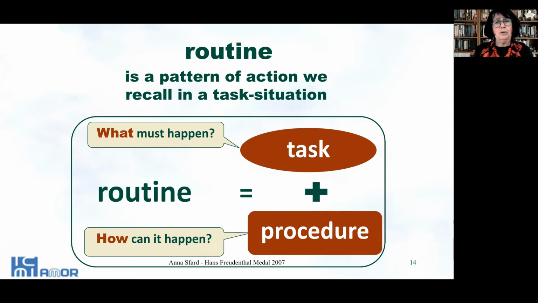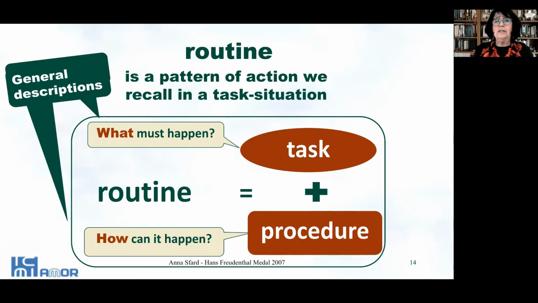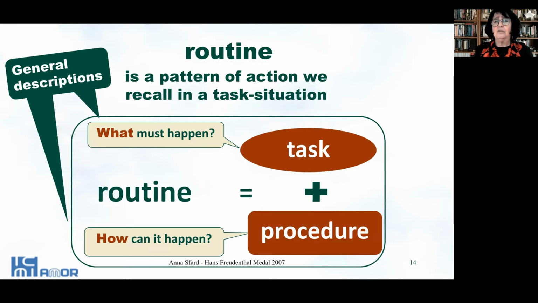It is thus important to remember that both the task and the procedure are general descriptions that can be used in a range of situations, just like a computer algorithm may be used with a range of inputs. They can be seen as sets of meta rules or general principles for how to act in a given type of task situation. It is because of these routines defining meta rules that I describe discourse as rules-governed activity.